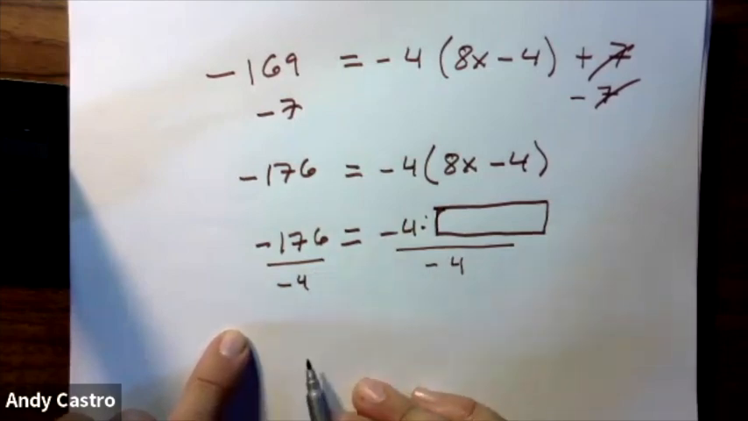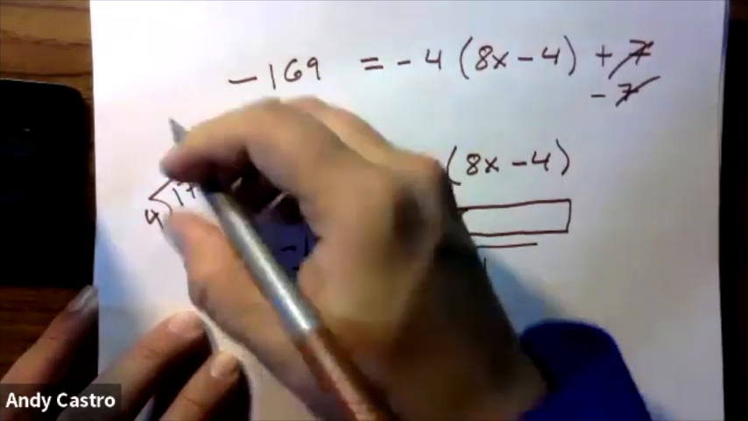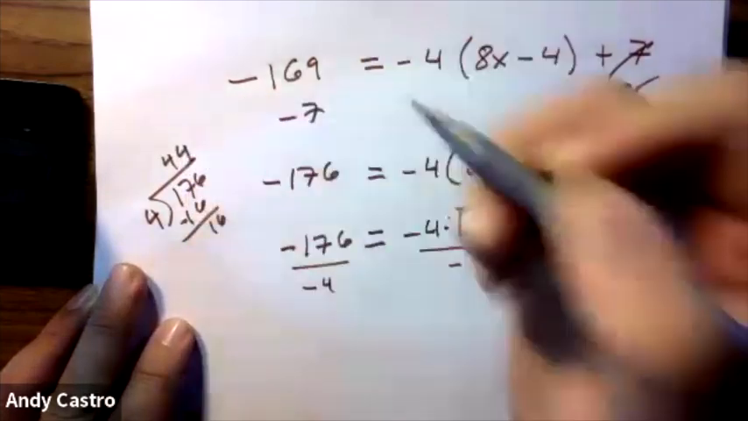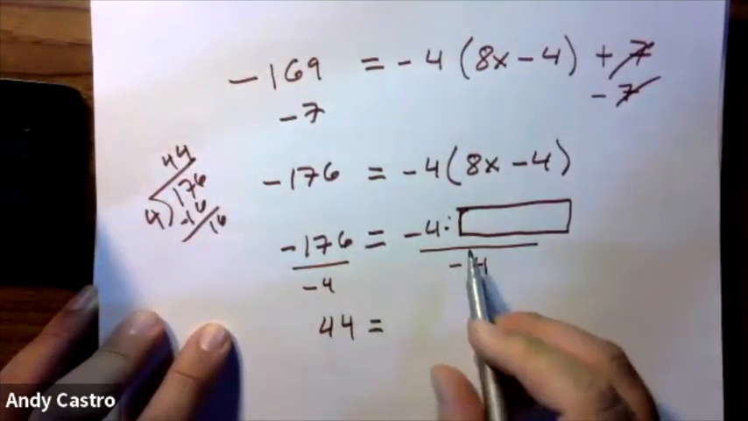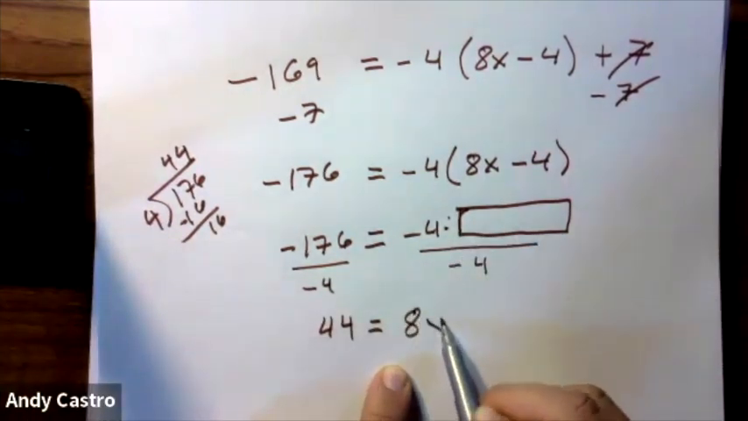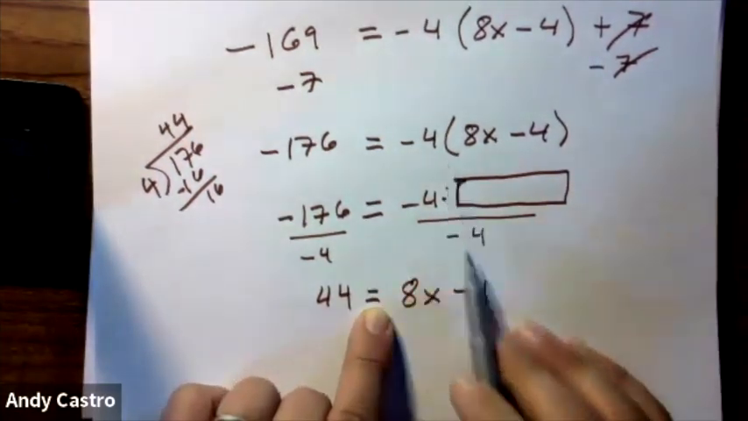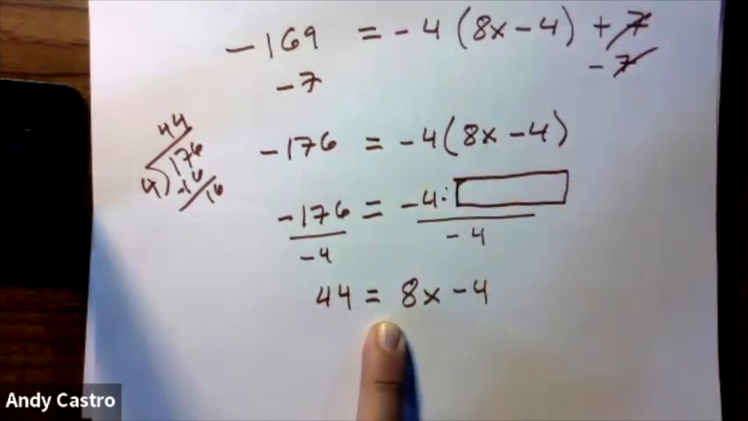That's going to end up being positive 176. 4 goes into 17 4 times. It's 16. 4. All right. So that's going to be 44 is equal to the rectangle. And what's the rectangle? 8x minus 4. I don't need the parentheses now that I'm only left with the rectangle. I'm only left with the quantity.